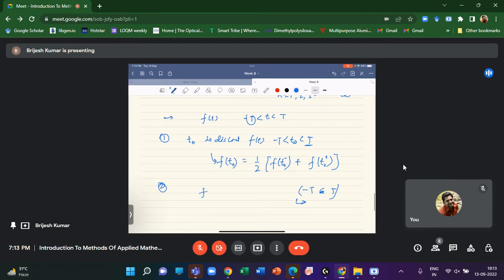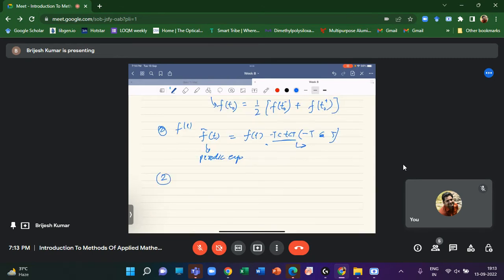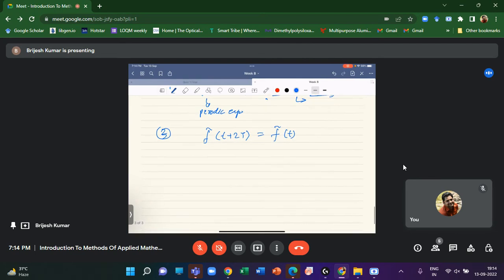For that, if f of t is a periodic expansion of the function, then it can be defined as f of t for t between minus T and T, in the interval where it is defined. Beyond that, we can define it with the period 2T, since from minus T to T, 2T is the time interval. So this is the periodicity of the function.